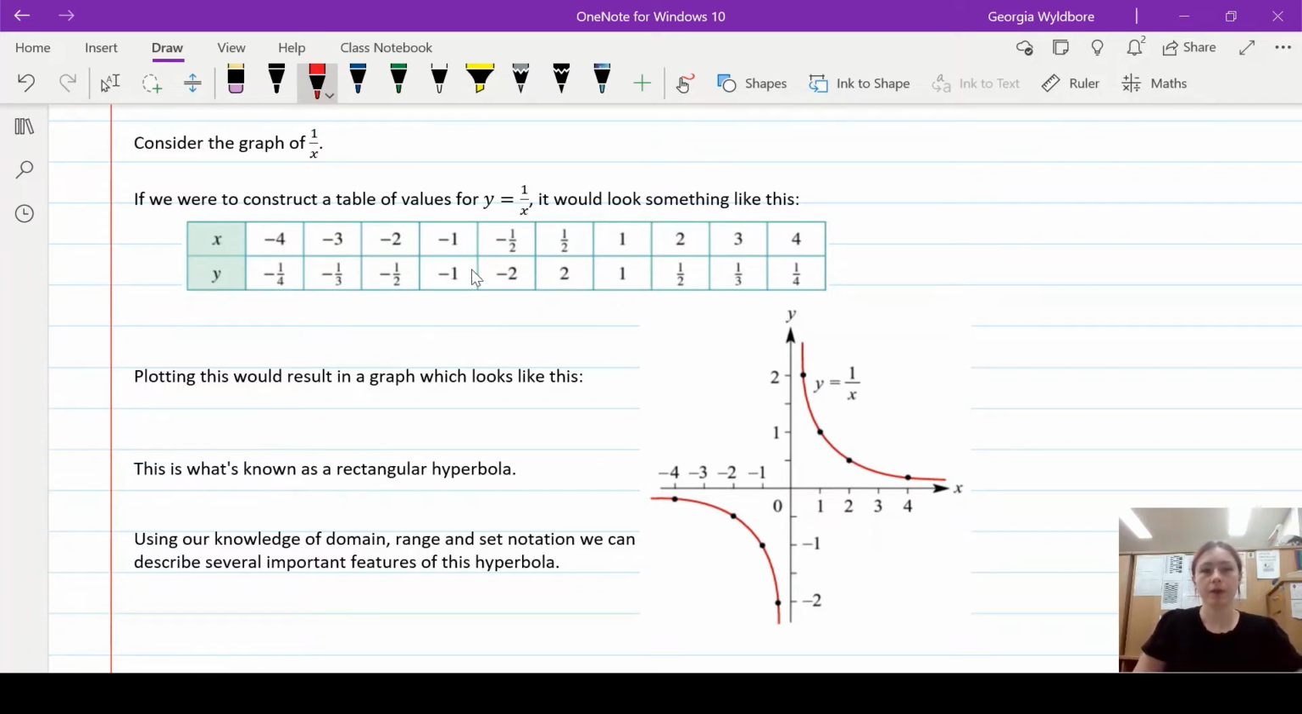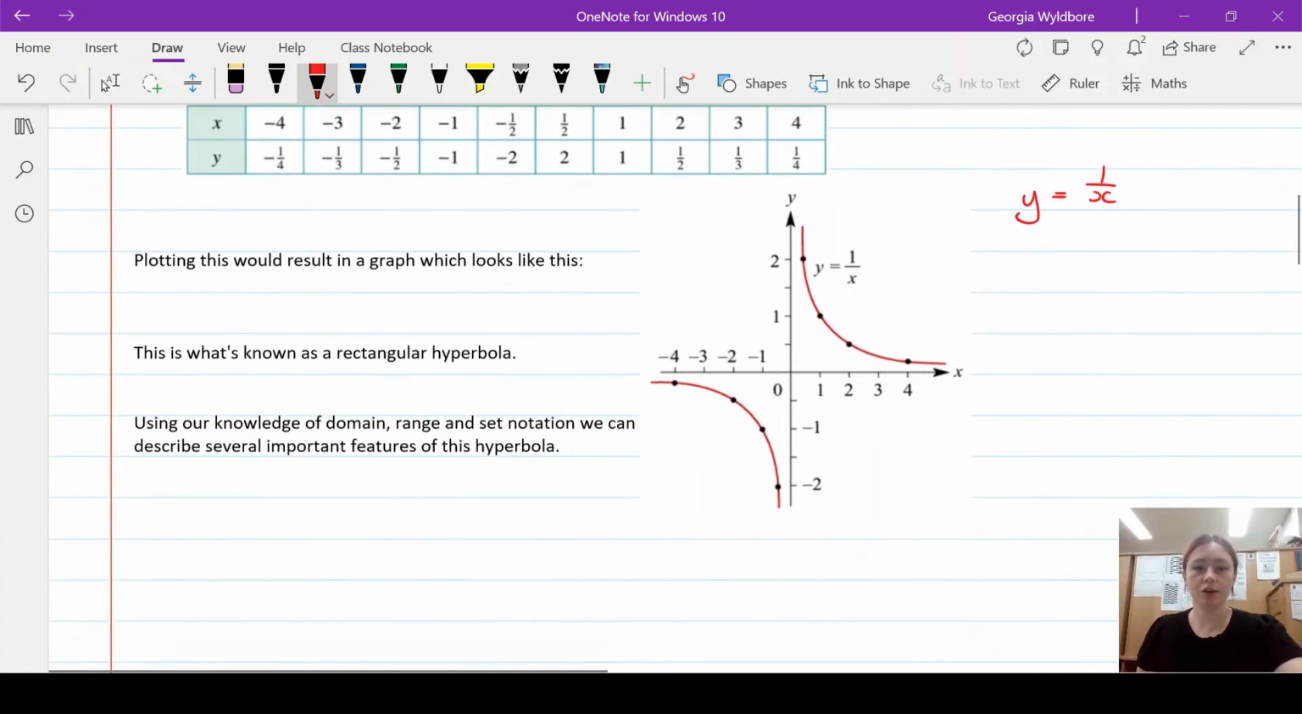and so on. If we were to plot all of these values, we would end up with a graph that looks like this here. So it's sort of a curved thing in the corners. This is what we call a rectangular hyperbola. So a rectangular hyperbola is literally just the graph of 1 over x with potential translations.